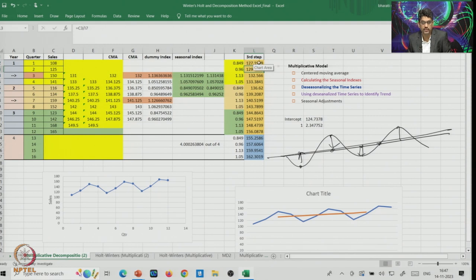Look at 108 has gone up. Suppose this is 108, it has gone up to 127. But here, it was 150 say, it has come down to 132. So the trend is there, the uptrend is there, but we have deseasonalized the data. Look at here, 132, how come 132? Actual data divided by the corresponding index. So we got the deseasonalized data.